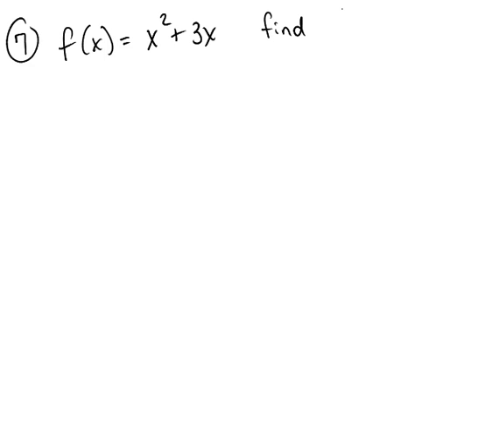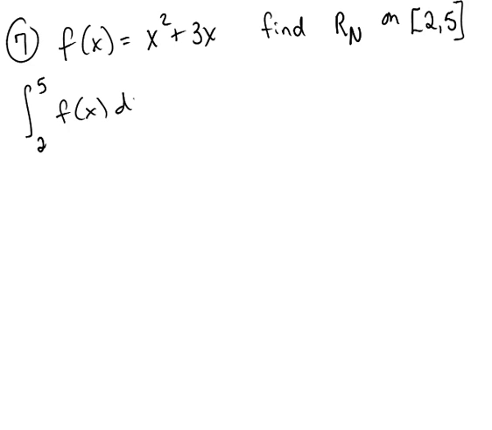Okay, now on number 7, f of x is still equal to x squared plus 3x, and they want to find a formula for r sub n on the interval from 2 to 5, and then we're going to calculate the area from 2 to 5 of f of x dx by taking the limit.